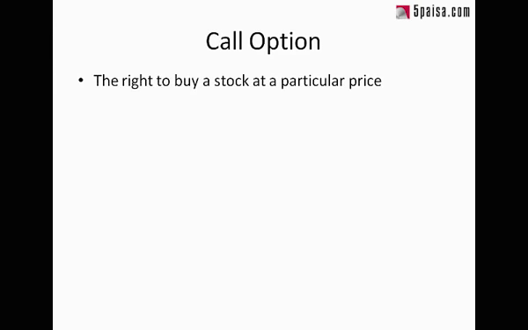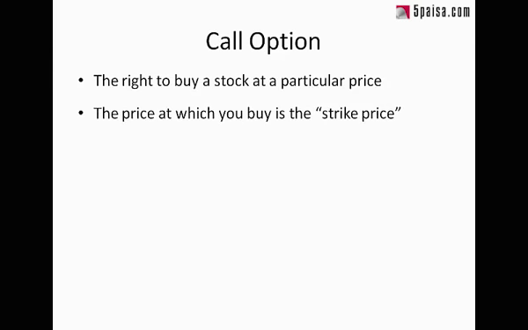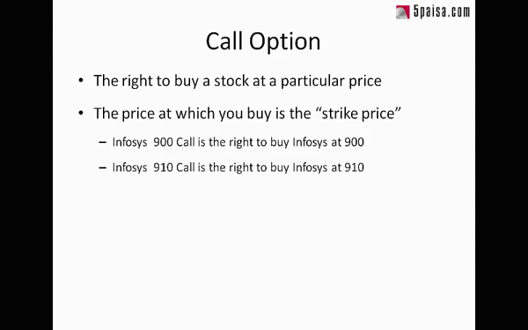Now let us put it all together. What is a call option? A call option is a right to buy a stock at a particular price. The price at which you buy is called the strike price. For example, INFOSYS 900 call is a right to buy INFOSYS at 900. INFOSYS 910 call is a right to buy INFOSYS at 910. In the first one, 900 is the strike, which is why it's called 900 call. In the second one, 910 is the strike, which is why it is called 910 call.